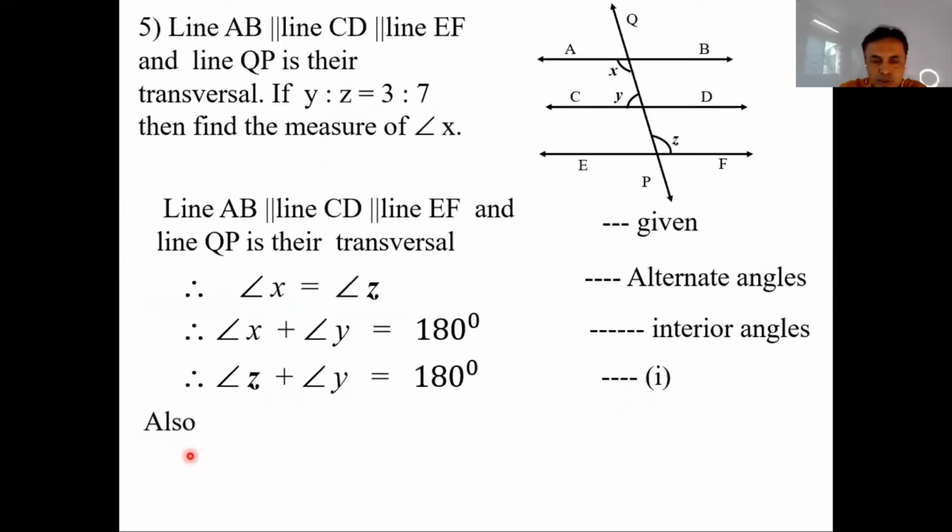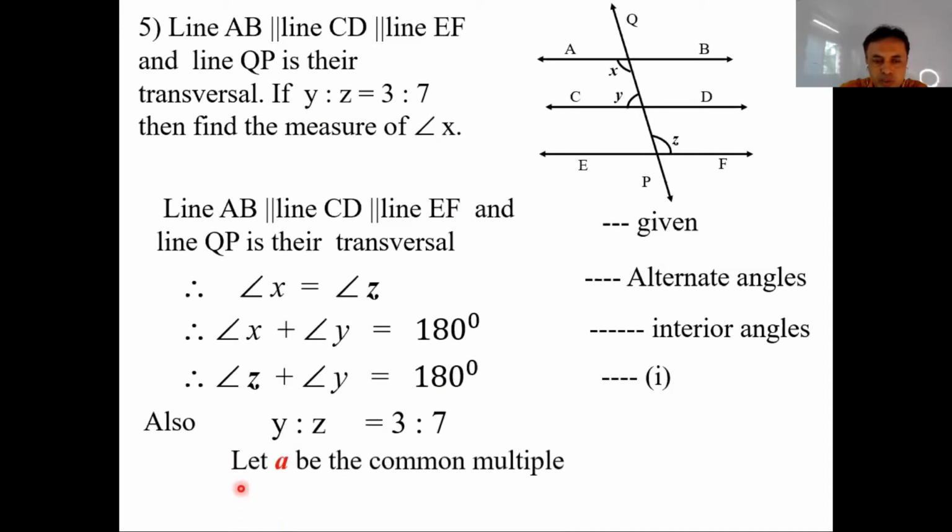So the next part is also angle Y is to angle Z, which is 3:7. So we take some multiplying factor like M or another letter. Here in this numerical we are taking A as a multiplying factor. So let A be the common multiple. Here Y is to Z they have given 3:7 and we want to find the value of Y and Z proportionately. Angle Y is equal to 3 multiplied by A, so 3A, and Z is 7 into A, so angle Z becomes 7A. These are the values of those angles after applying the multiplying factor.